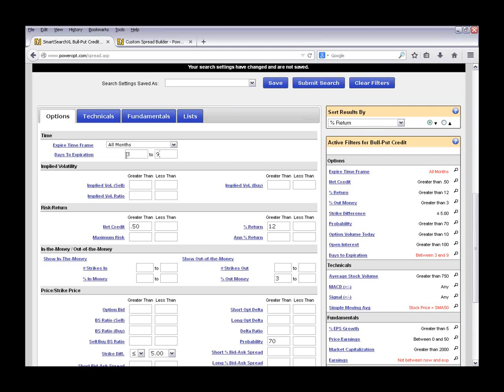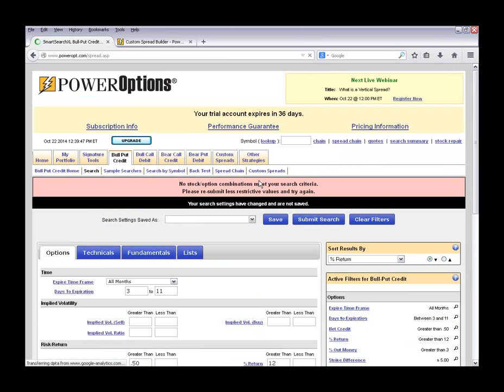Why am I doing that? Well, I might not want to see the ones that expire coming up on Friday. I might want to remove those from the system because there's only 2 days left, and I just want to look at the next week out. It's about 10, 11 days away. Let me increase that. Let's go ahead and submit that and see what we get. No, it is 11 days. Oh, I'm sorry, folks. Let's go to 12.